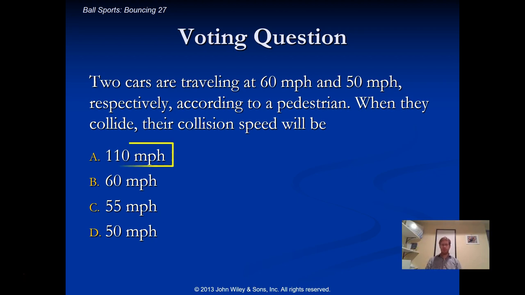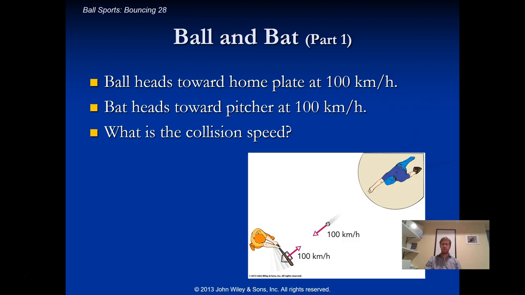Well, as you guessed, probably, answer A, it's the sum of the two. They're moving towards each other. Right? Their collision speed, since they're moving towards each other, is the sum of their individual speeds. Oh, interesting.